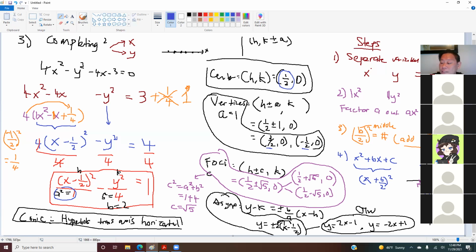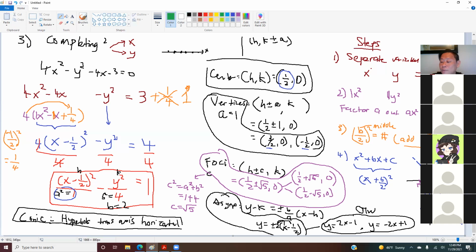So your asymptotes in this case will be drawing from one end to the center to the other end, and then one end to the center to the other end. And this line is y equals negative 2x plus 1, because the slope is negative. And this line is y equals 2x minus 1. So now you can draw the graph.